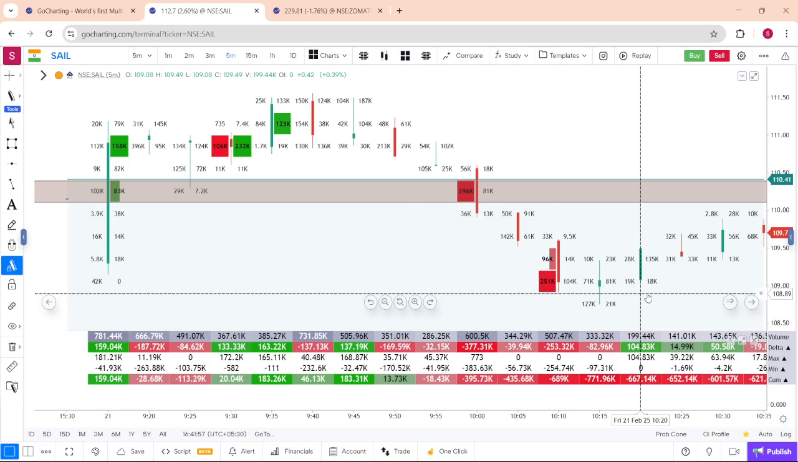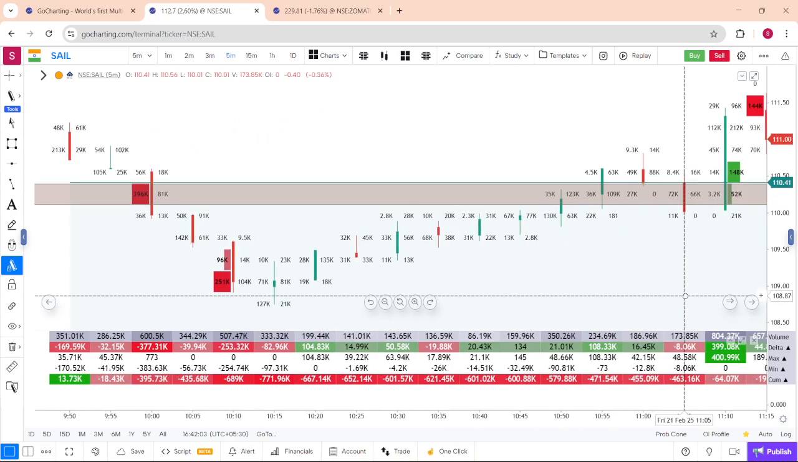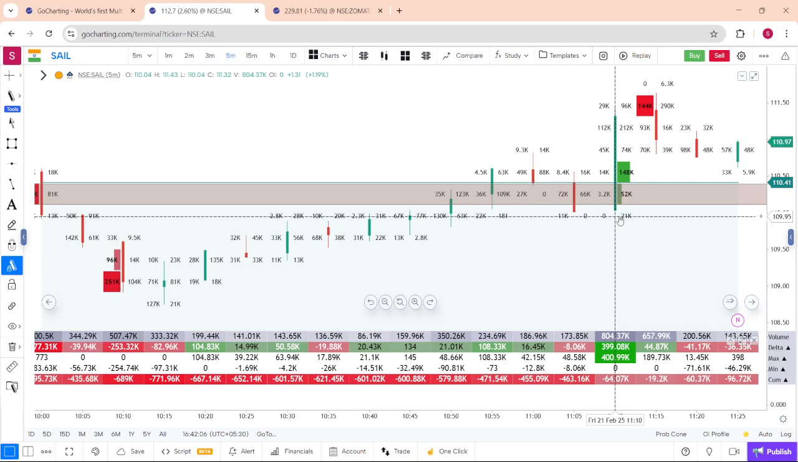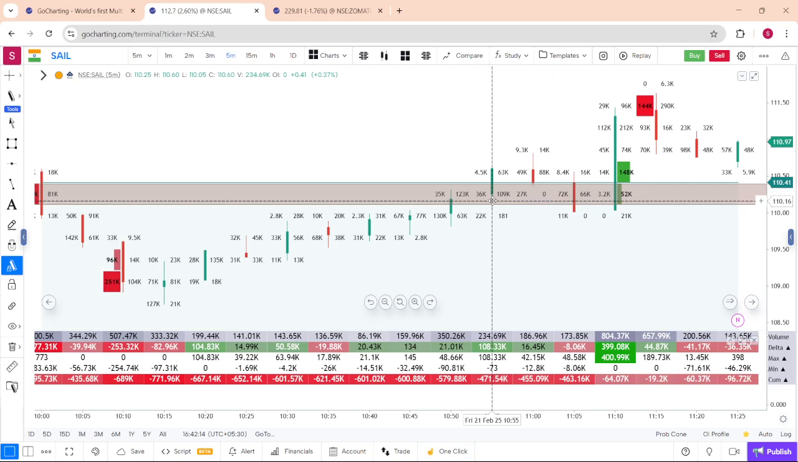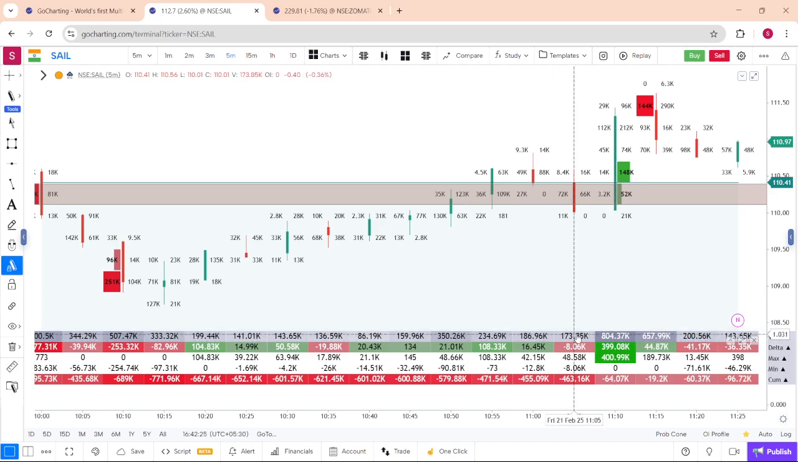Then in the next candles, we have no buying, no buying, no buying, and here we got a buying. It is a very big candle, and it has closed above this imbalance area. This imbalance area is a support as well as a resistance, and this resistance has been broken with decent volume. See, against 173,000, we have 804,000, and our delta is very good, and our max delta is also supporting.